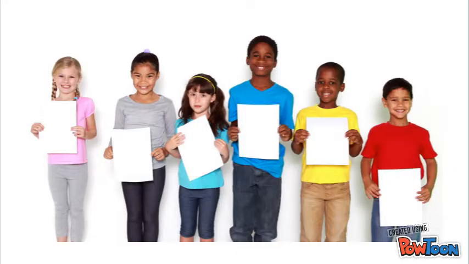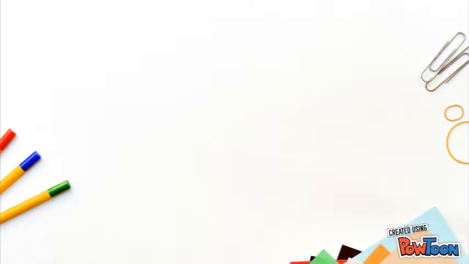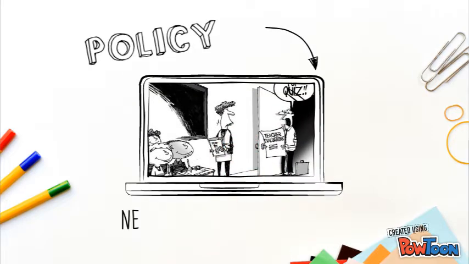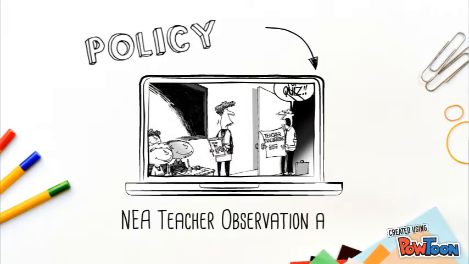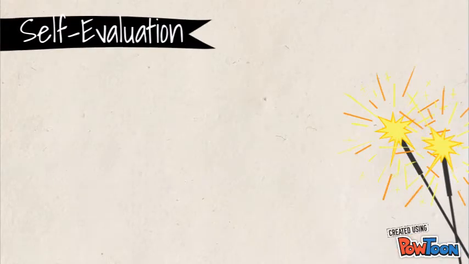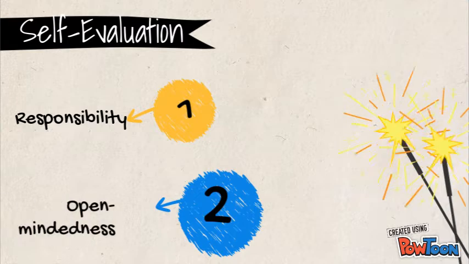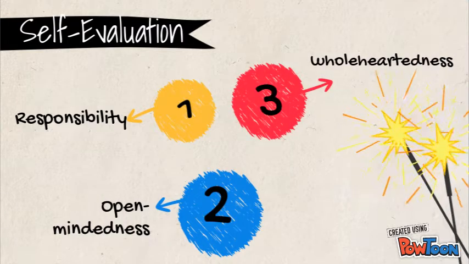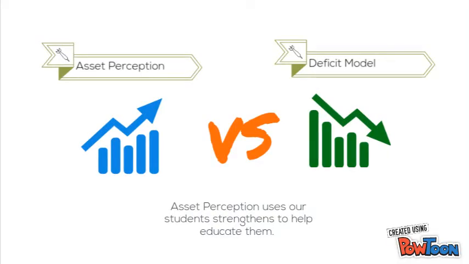It is important that we take the time to get to know our students and use their strengths to help them build. With the development of policies, NEA's policy on observation and assessment helps teachers to continually reflect and gain feedback on the things that they are doing. Reflective self-evaluation: teachers have to look at themselves to see if they're responsible, open-minded, or wholehearted, and this helps stop the deficit. Through reflection and observation, teachers can start to examine themselves and deny the deficit model and begin using asset perception and find strengths in our students to help educate them.